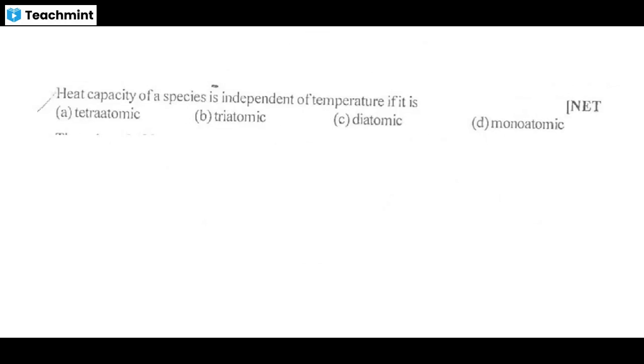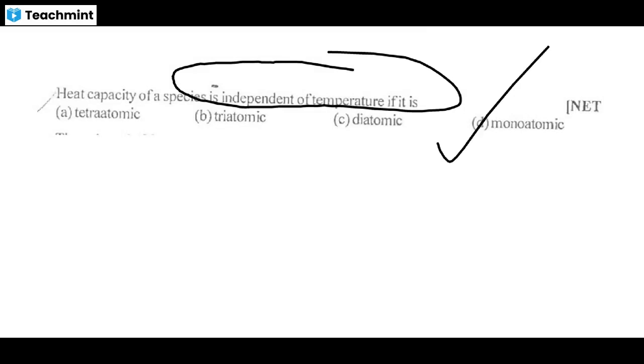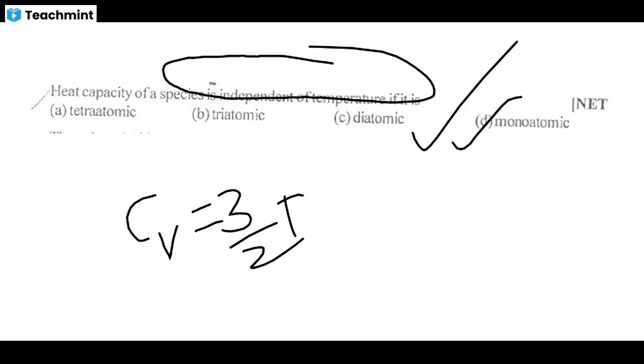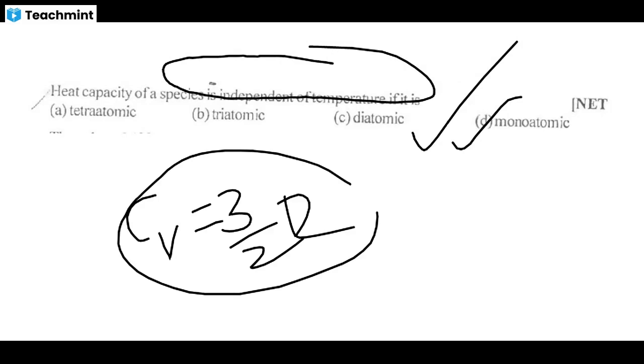Heat capacity of a species is independent of temperature only if it is monatomic. For diatomic and triatomic, it is not. Only when it is monatomic, the Cv equals 3 by 2 R. Only if it is monatomic.